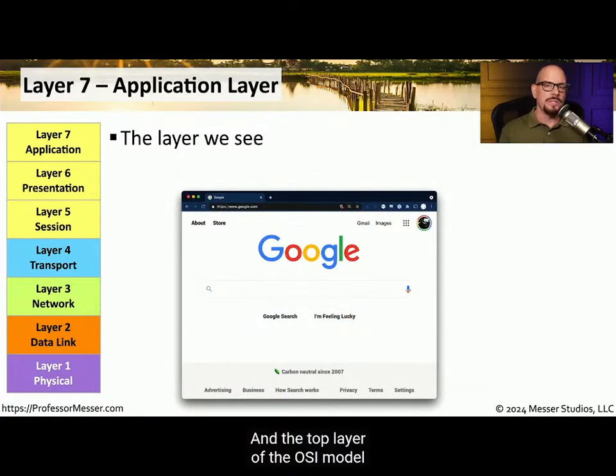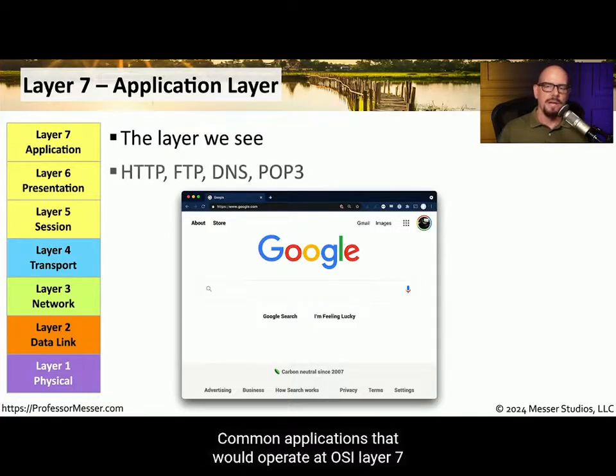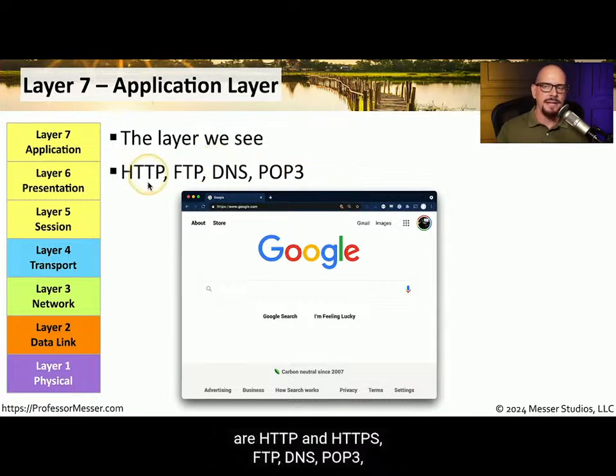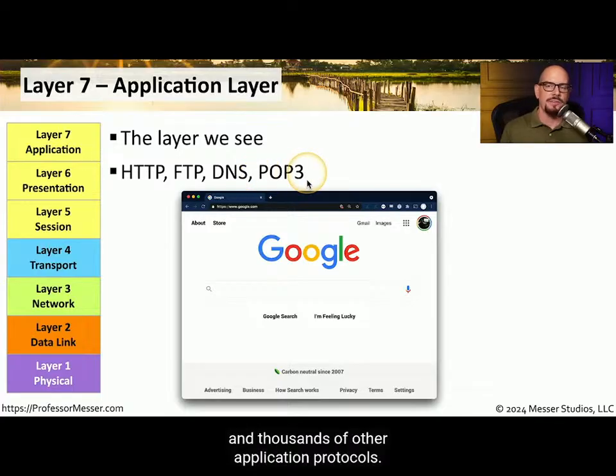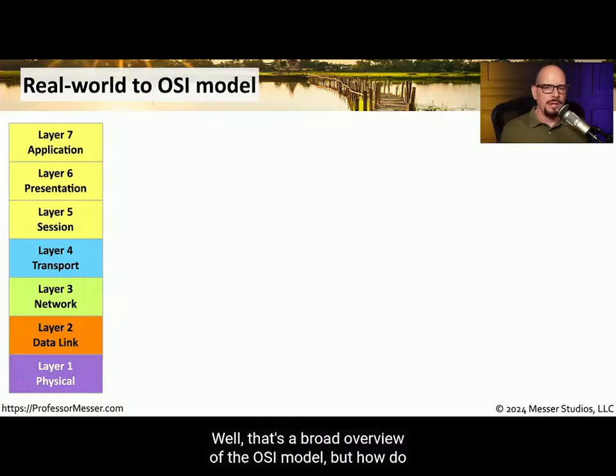And the top layer of the OSI model is OSI Layer 7, or the application layer. This is the layer that we see on our screen. So anytime that we are interacting with an application, we are operating at Layer 7 of the OSI model. Common applications that would operate at OSI Layer 7 are HTTP and HTTPS, FTP, DNS, POP3, and thousands of other application protocols. Well, that's a broad overview of the OSI model, but how do we fit things in the real world into each of those layers?